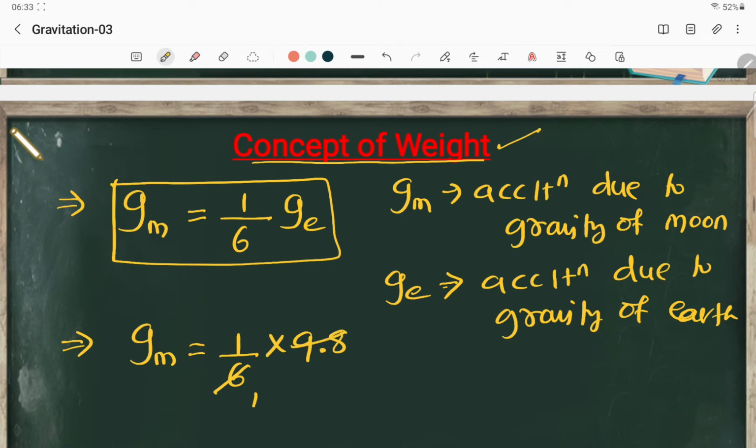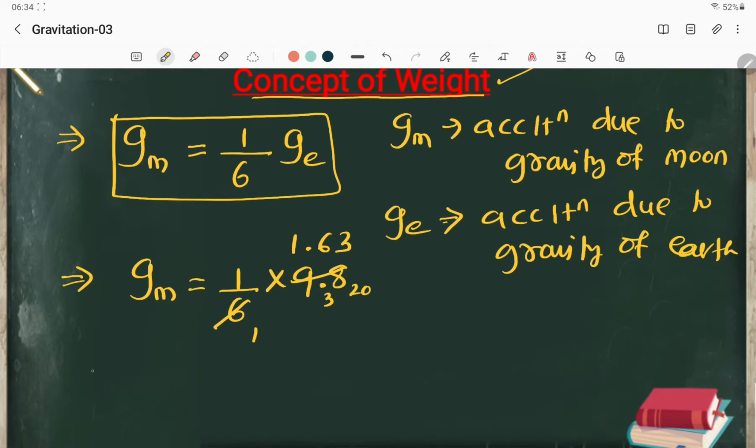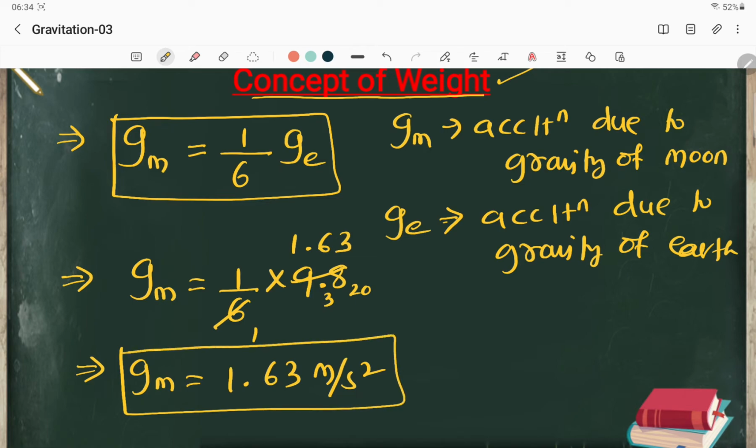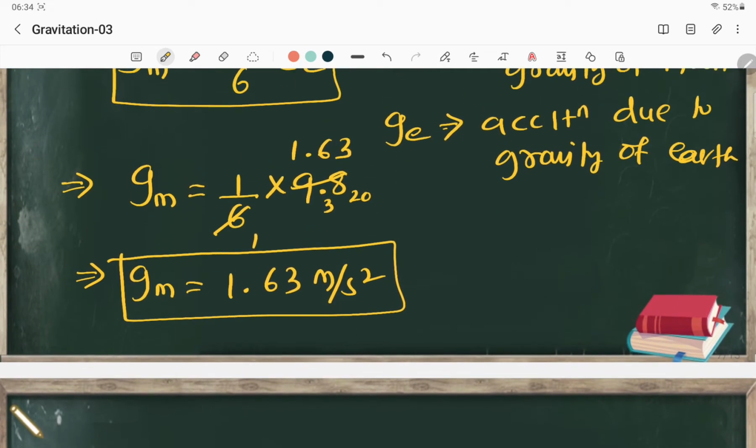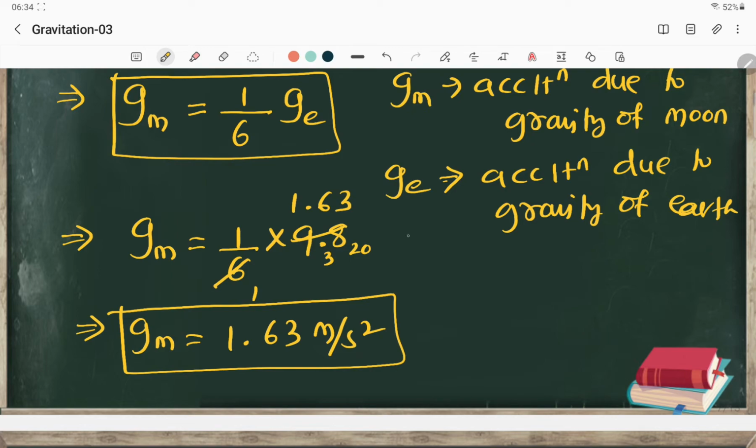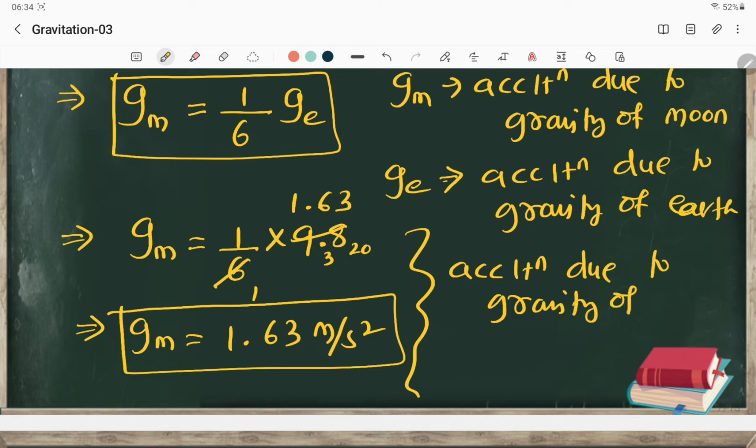that is like 6 ones are 6, and 3 is a carry, 6 6s are 36, then 2 is a carry, then 6 3s are 18. All right, so the acceleration due to gravity of the moon is going to be 1.63 meter per second square. Like that, every body has its own acceleration due to gravity. For example, I want to find out the acceleration due to gravity of any star or any celestial body, for example Jupiter.